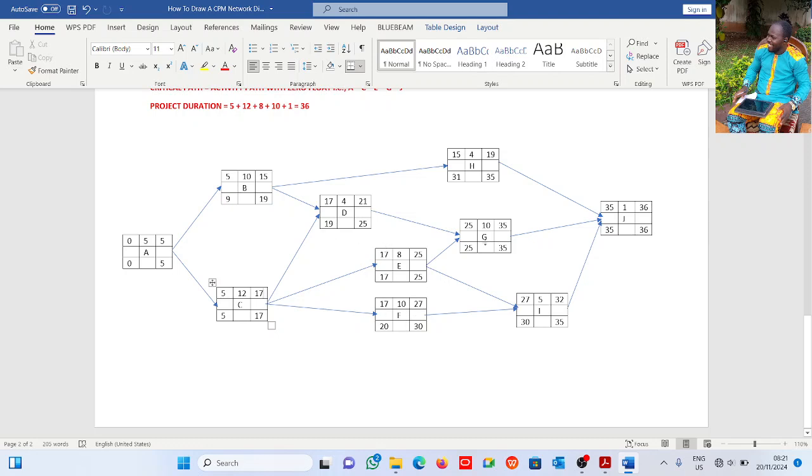Let's go to activity G. The forward pass for activity G: we have 17 plus duration 4, which is 21. 17 plus 8 is 25. 17 here plus duration 10 gives me 27.